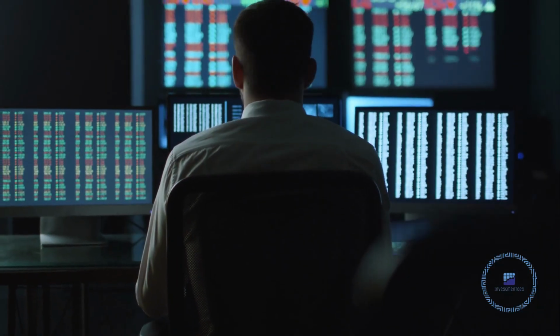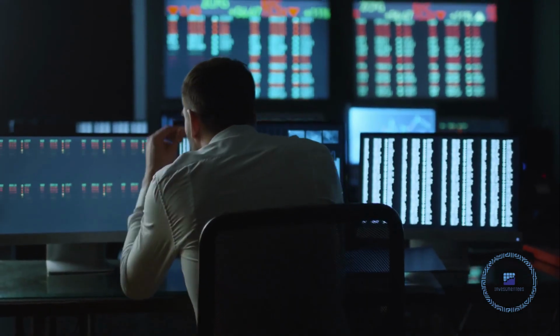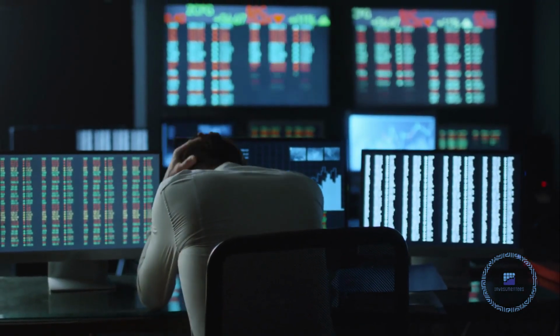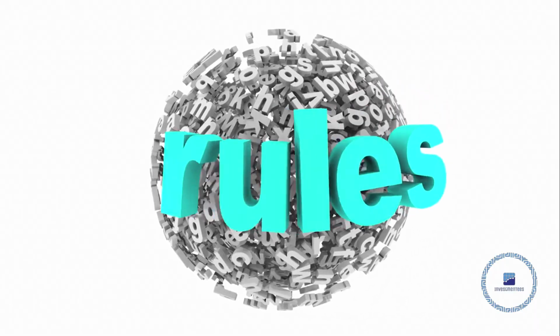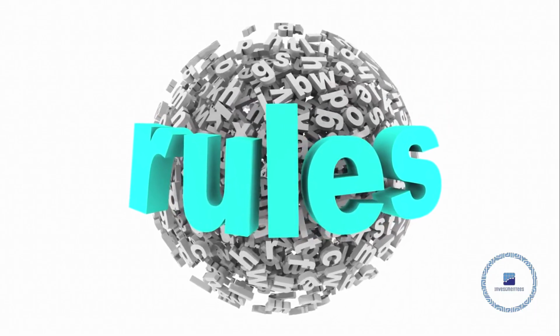It's also essential to adjust position sizes based on the amount you're willing to risk. A general rule is to risk no more than 1% to 2% of your total trading capital on a single trade. This protects your account from major losses and keeps your trading consistent.